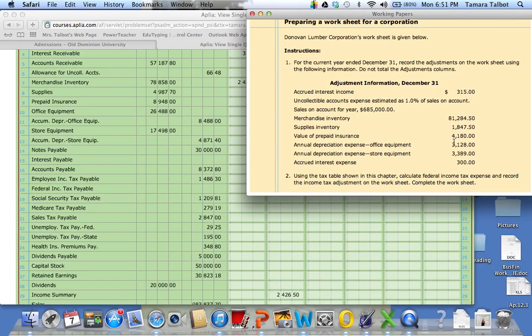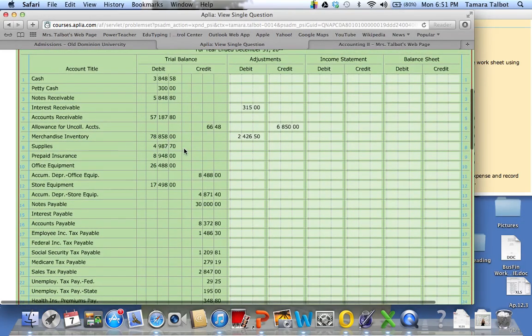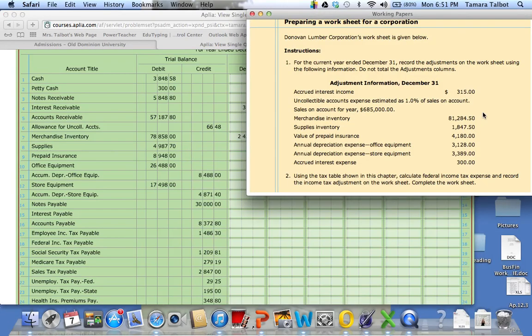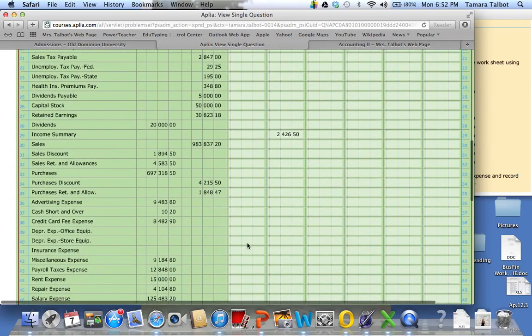In our supplies inventory, this is what it should be. And this is what it is. I'm going to use my phone again. So we have 4,987.70 minus 1,847.50. That gives us 3,140.20. So that will be a credit because it got smaller. And then supplies expense.